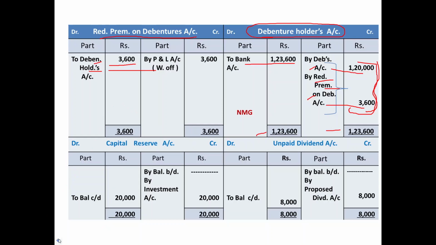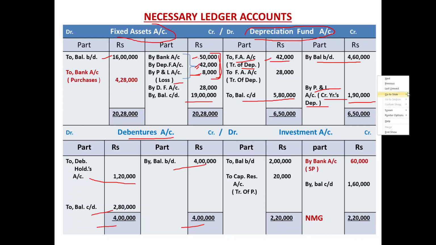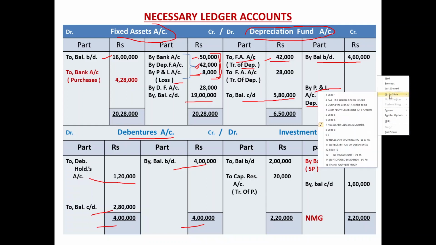Now debentures account, let us verify it. Opening balance was 4 lakh, closing balance 2 lakh 80,000. It's over, 4 lakh, 4 lakh. Redemption premium on debentures 3,600. It is a deferred revenue expenditure. It should have been shown in the balance sheet.